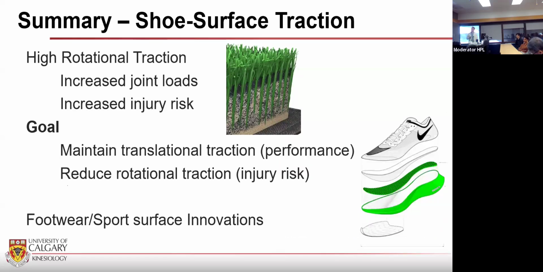So overall summary in terms of shoe traction research, what we showed is that high rotational traction can lead to increased joint loads and joint moments. As well, that high rotational traction can lead to an increased injury risk. The goal when designing footwear and sport surfaces, at least for traction, is to maintain translational traction, which will help athletes maintain optimal performance. As well, we want to reduce rotational traction to potentially reduce that injury risk. We can use all this background data as we develop our footwear and sport surface innovations.